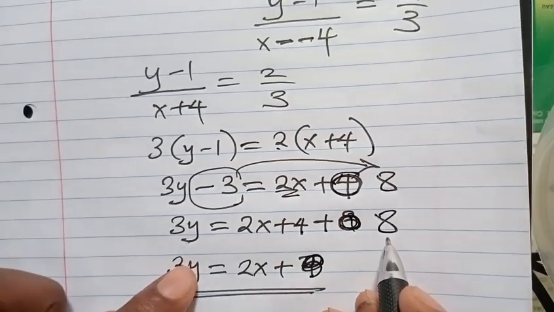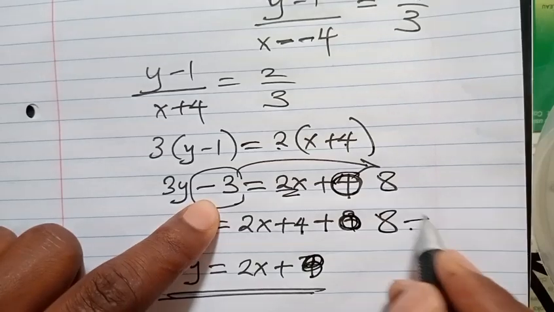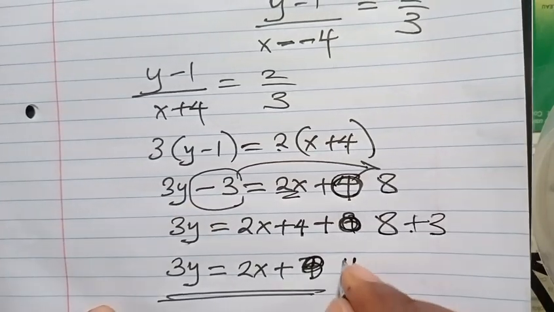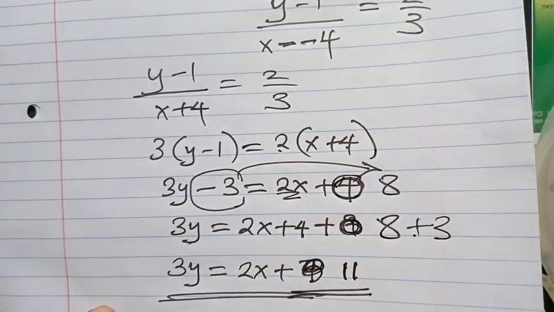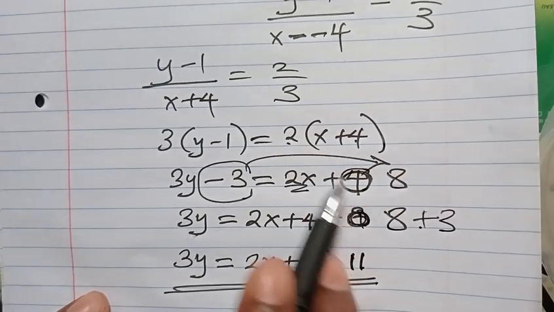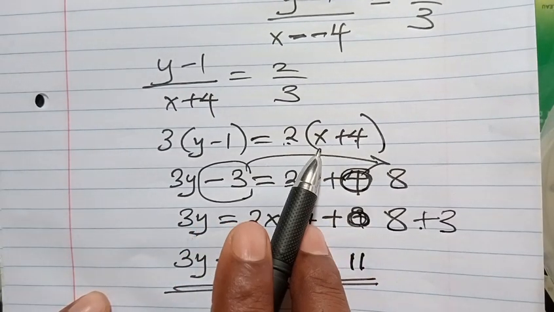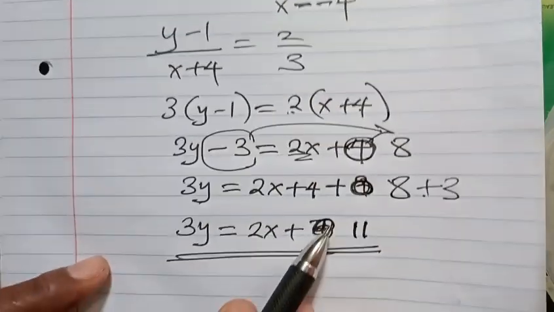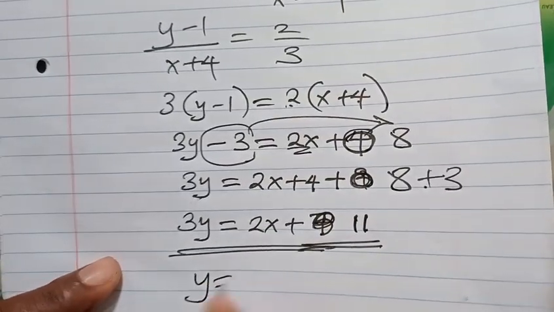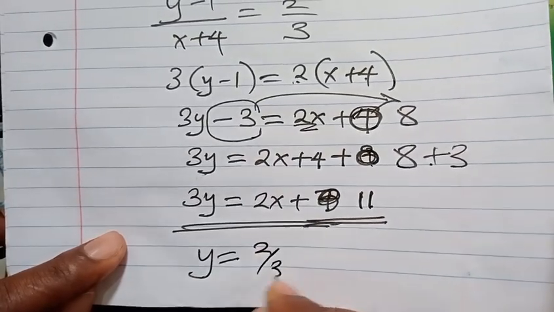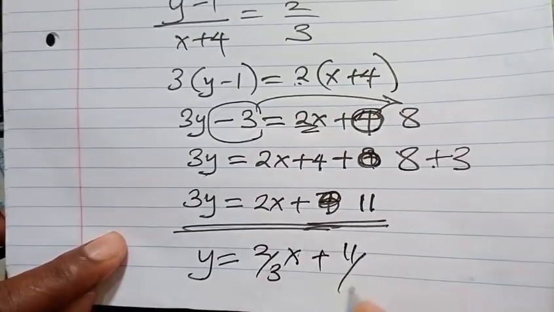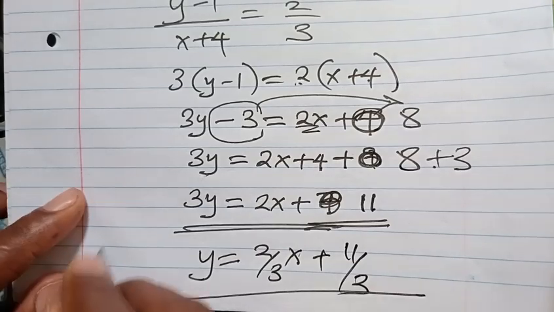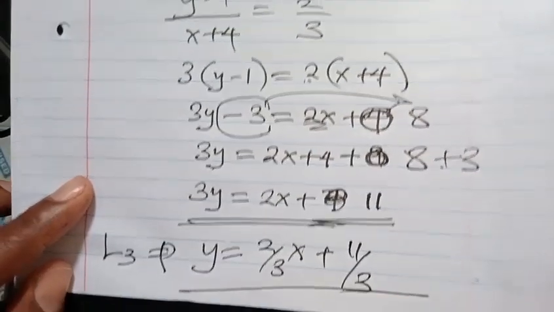So 8 plus 3 is 11. Thank you for following me in that correction. Yeah, 2 opened the bracket, so 2x plus 2 times 4, which is 8, and I think we are done with that. So we shall have y is equals to 2 over 3x plus 11 over 3 for the equation of the third line L3.